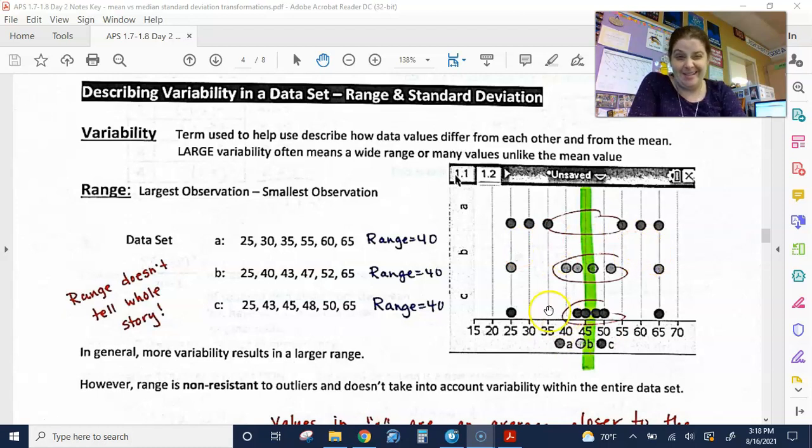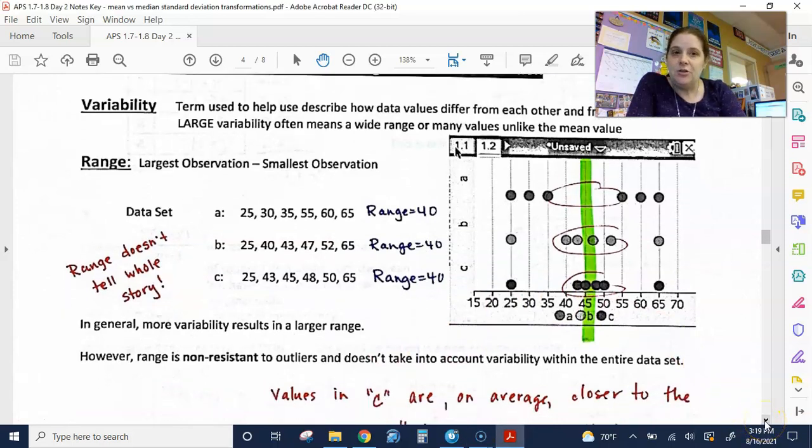For example, I have these 3 data sets here, and they all have the same range. But what they don't give me is the idea that there's definitely something different going on in the center. In general, more variability gives you a larger range. But in this case, we have the same range, and we have 3 different sort of data sets.